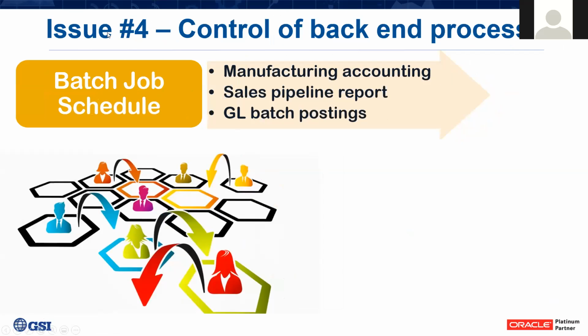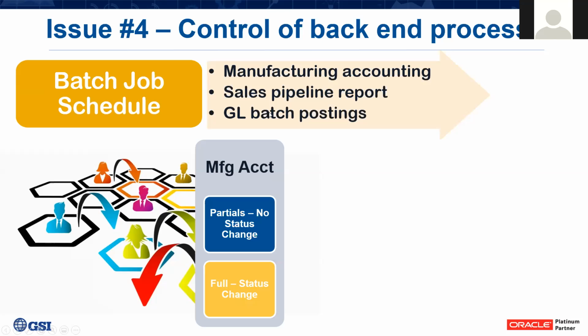All right, so the fourth thing that we want to talk about is the control of the back-end processes. Okay, so we're going to talk a little bit about manufacturing accounting, a little bit about sales order processing, and then the GL batch postings. Okay, so the first thing we're going to talk about is manufacturing accounting.